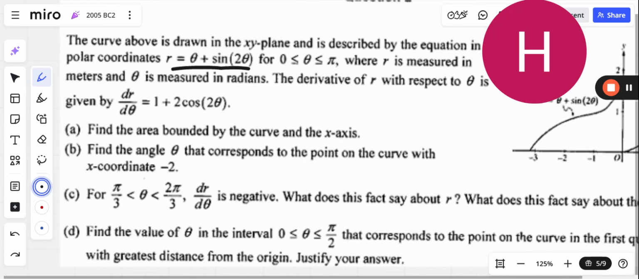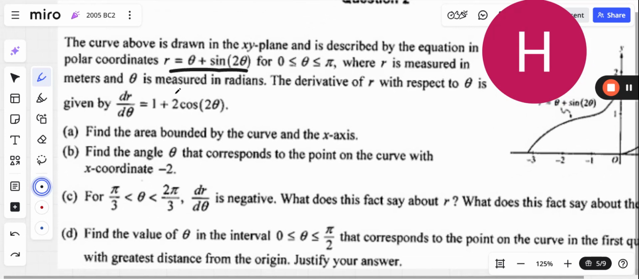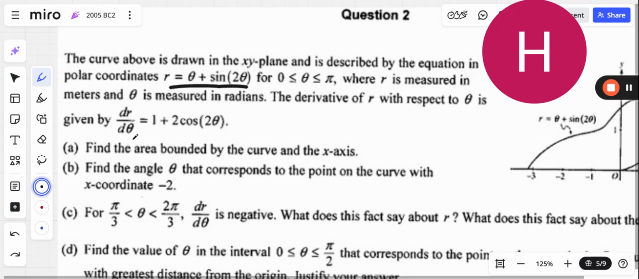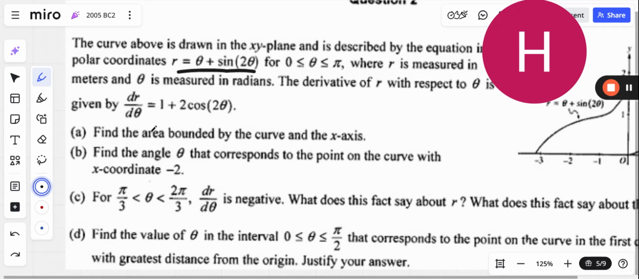Okay, so of course r is measured in meters. They give us some units, interesting. And theta is measured in radians. The derivative of r with respect to theta is dr d theta, and they already took the derivative for you. It would have been pretty easy to do it, but they took it for you, so you don't have to take it yourself. It's kind of cool.